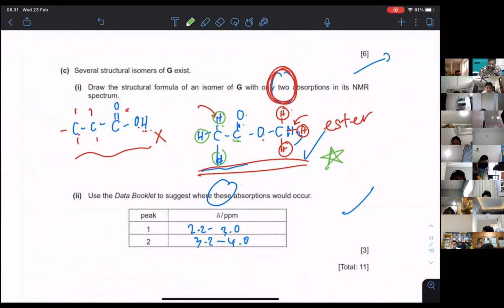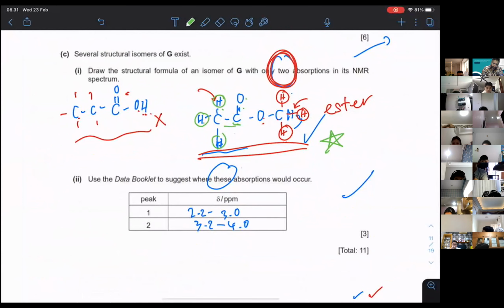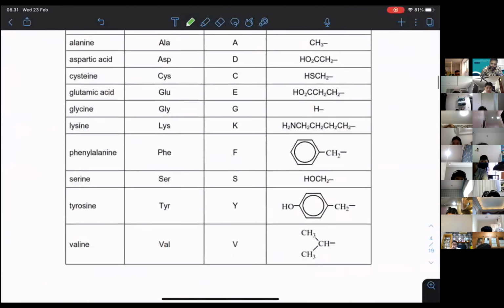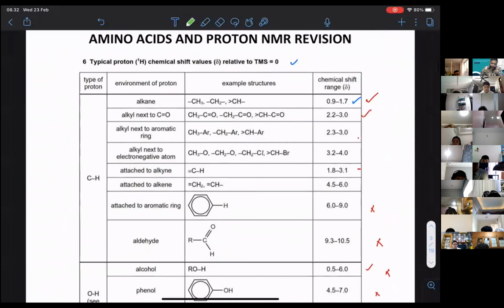And then they ask, use the data booklet to suggest where this absorption happens. So when I look at this, I have the hydrogen attached to carbon that has C double bond O, and I have the hydrogen attached to the carbon attached to O. So let's look at the information that we have over here. One is CH3 attached to O, and another is CH3 attached to carbon with double bond O.